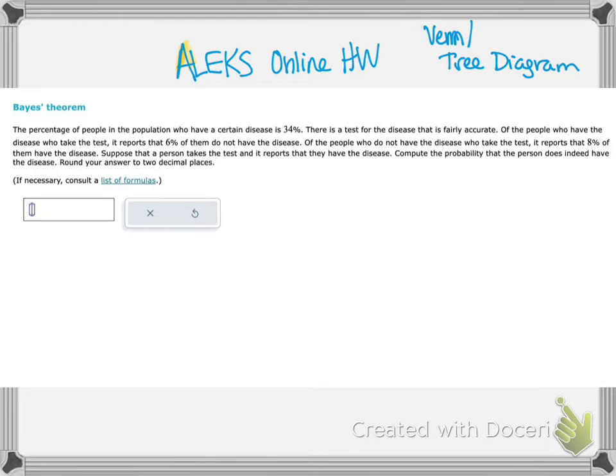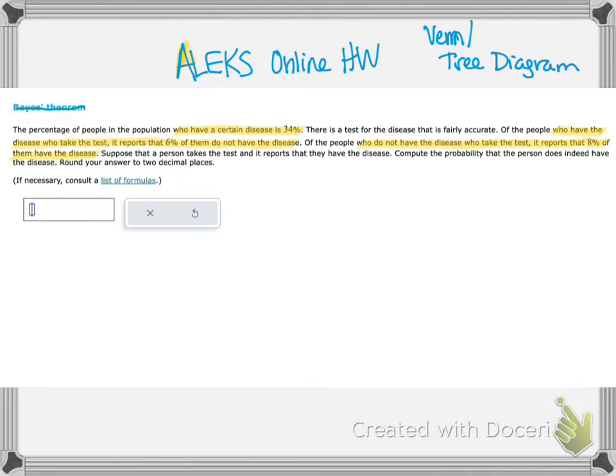Okay? I wanted to help because this question was asked in class, and it says to use Bayes' theorem, but that's not required. I don't know why it's in the tree diagram section and telling you to use something we've never discussed. This is a tree diagram problem. It says the percentage of people in the population who have a certain disease is 34%. Of people who have the disease, it reports 6% of them do not have it. Of people who do not have the disease, it reports 8% of them do have it.